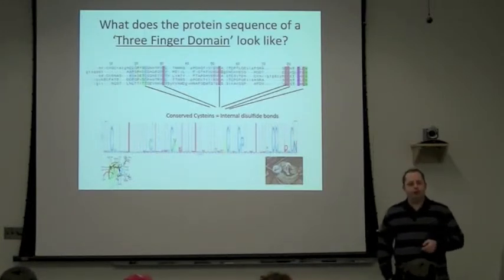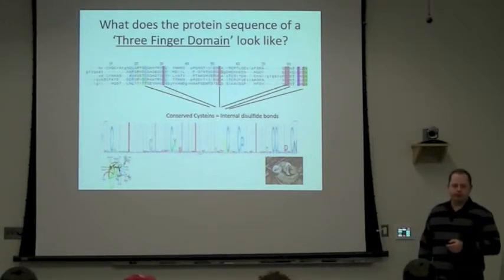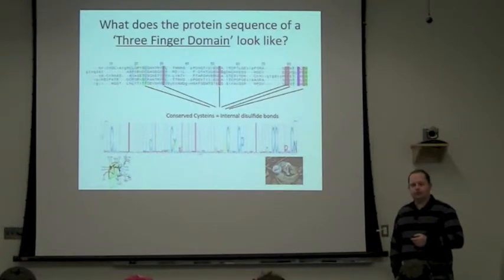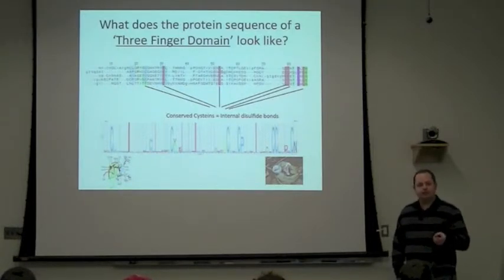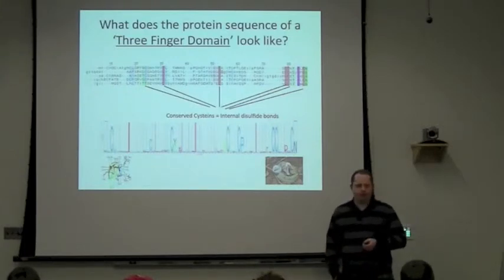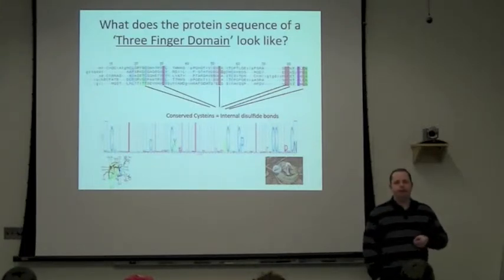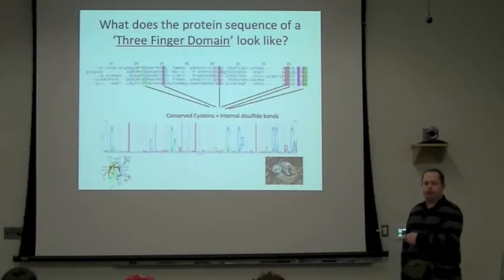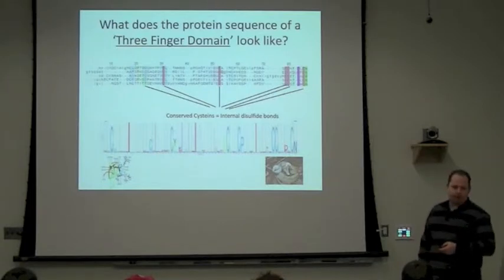This is what a 3-finger domain protein looks like. A bunch of Cs, a bunch of cysteines. 9 to 13 cysteines within 100 amino acids. The nice thing is that doesn't happen by chance. That's actually pretty hard to find. Because cysteines, when they come together, tend to form disulfide bonds, evolutionarily, they don't happen in pairs very often. Proteins tend not to be cysteine-rich, and when they are, they certainly don't have this kind of spacing pattern.